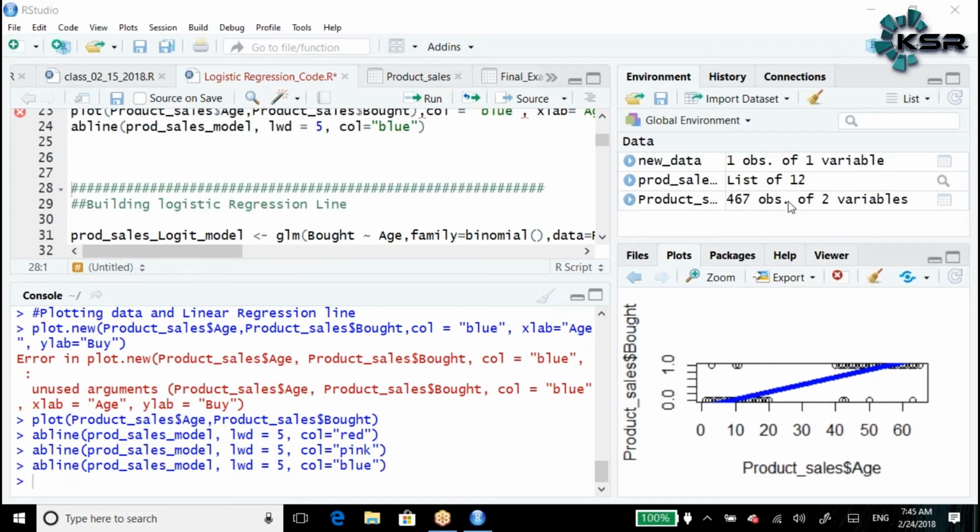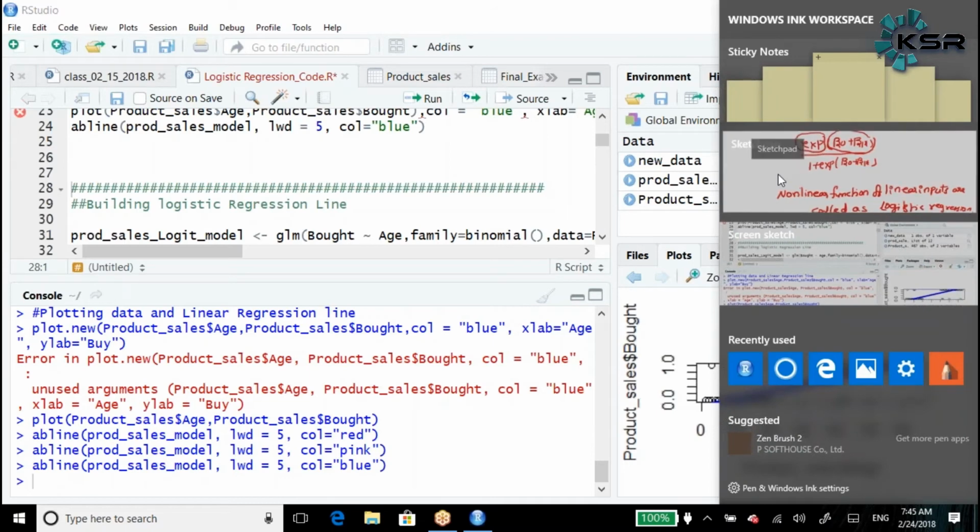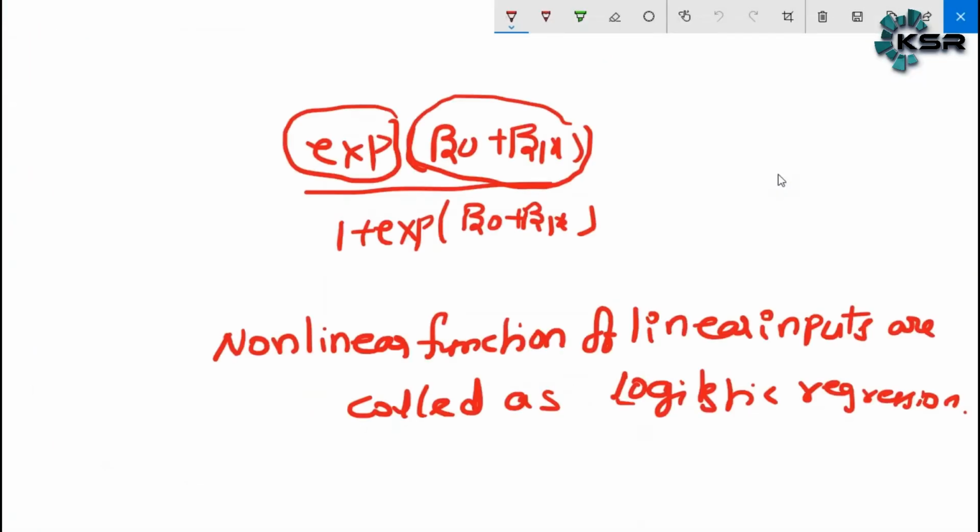Listen. Giri, tell me. Koti, this part is clear. Can you give me one more explanation about why we go for logistic? Some reason you told.